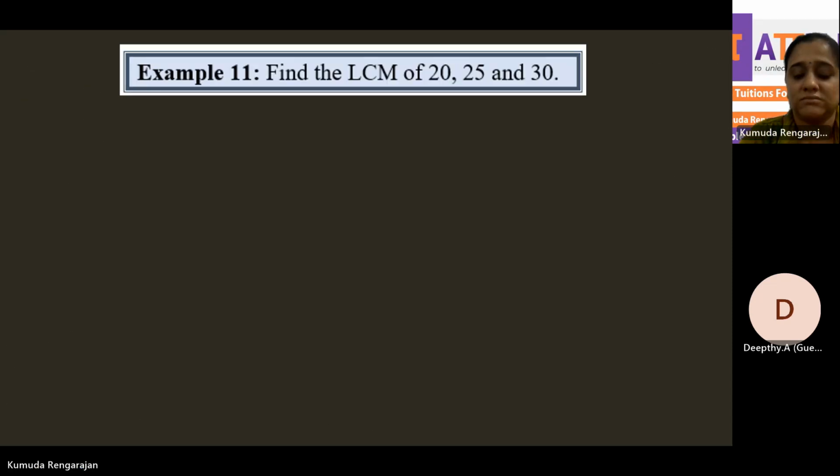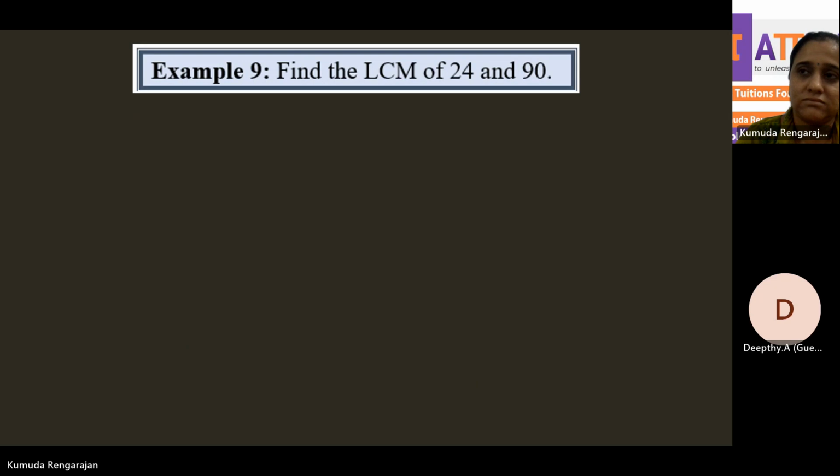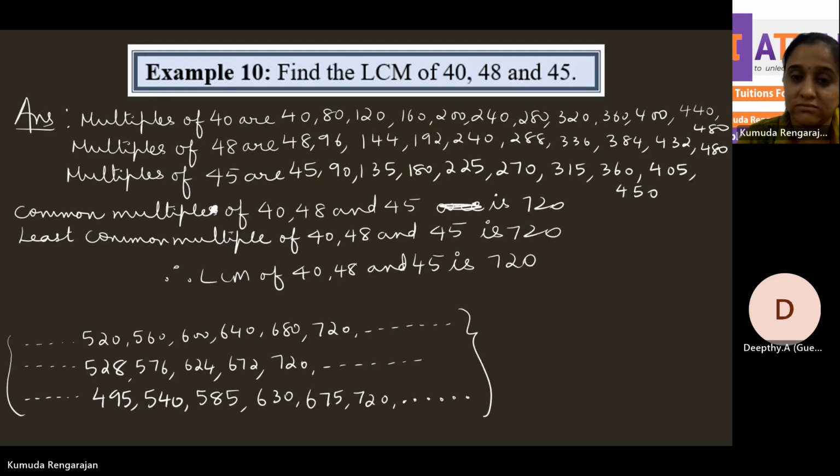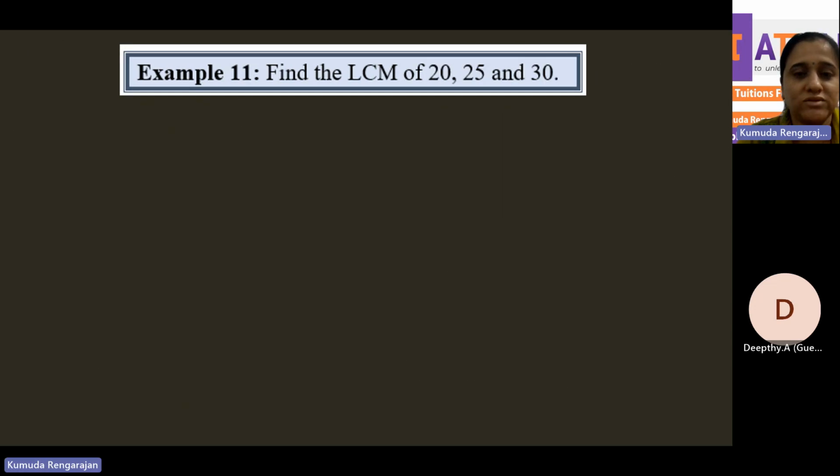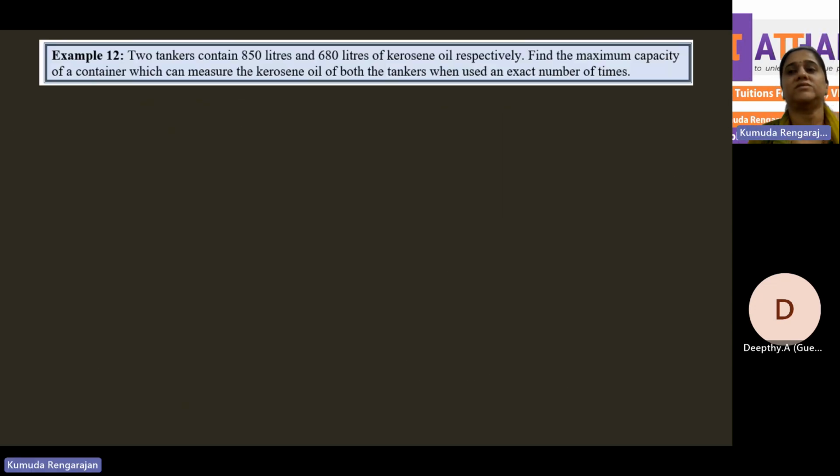Ma'am, we should do both of these in the class only, right? In the class between 7:15 and 7:45, along with the other answers. Yes. Ma'am, I can work it out right now, right? No. We are proceeding. There's the next question.